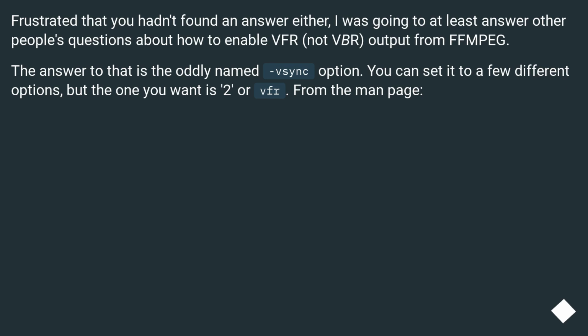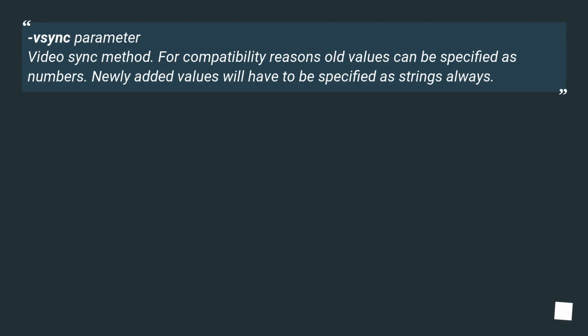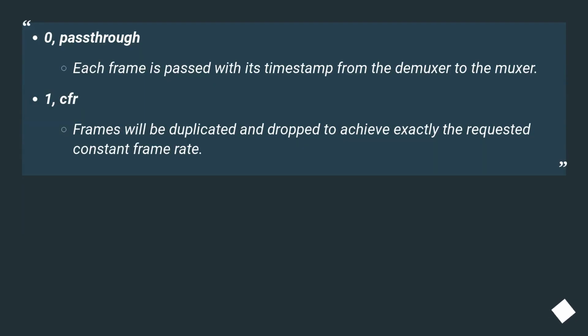From the man page. Sync parameter. Video sync method. For compatibility reasons, old values can be specified as numbers. Newly added values will have to be specified as strings always. Zero, pass-through. Each frame is passed with its timestamp from the demuxer to the muxer. 1. CFR. Frames will be duplicated and dropped to achieve exactly the requested constant frame rate.